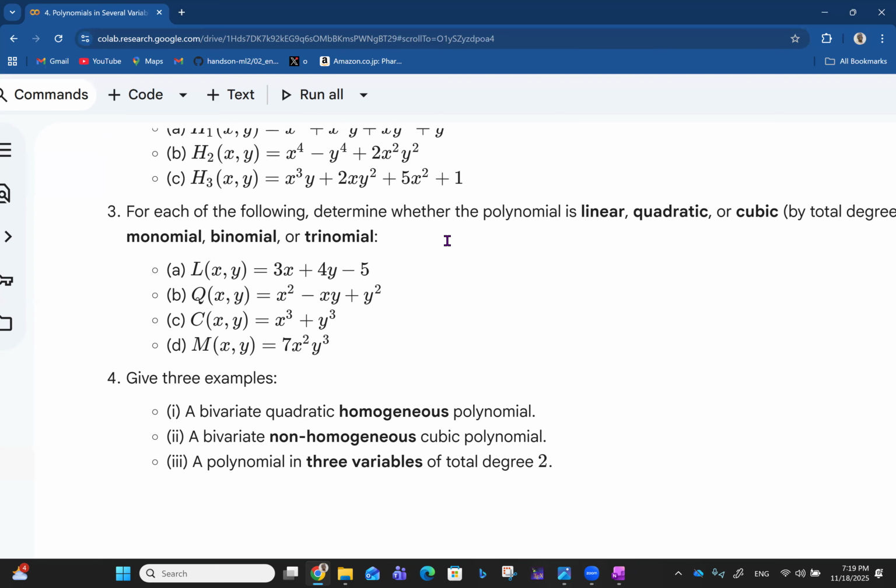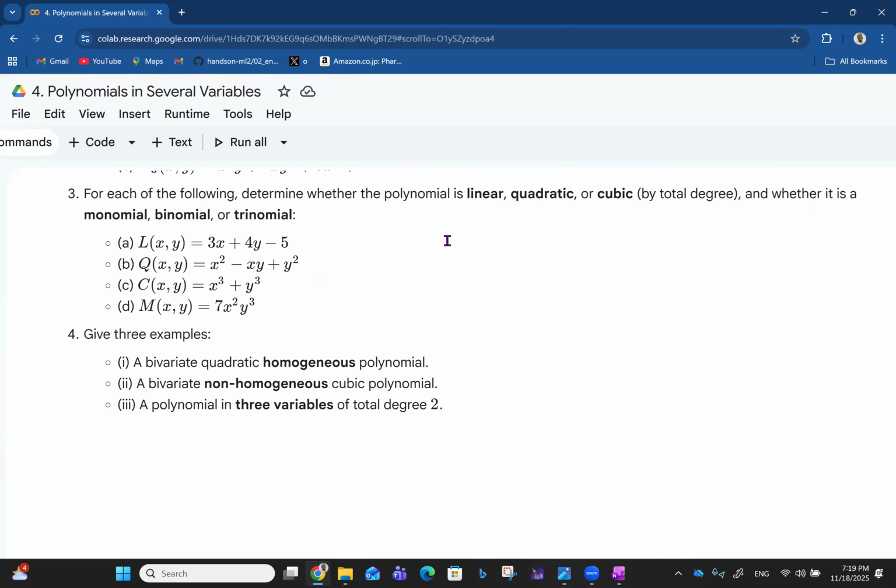Okay. So we have the third set of questions. For each of the following, determine whether the polynomial is linear, quadratic, or cubic by total degree, and whether it is a monomial, binomial, or trinomial. For L of x comma y, of course, this is a trinomial because that's 3 terms, definitely.